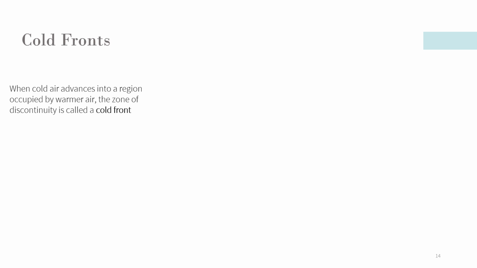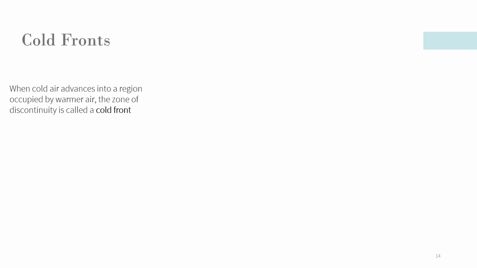Next is the cold front. What is a cold front? This happens when cold air advances into the region occupied by warmer air. This zone of discontinuity is called a cold front. It is the exact opposite of the warm front. Cold fronts are typically twice as steep as warm fronts and faster than warm fronts.